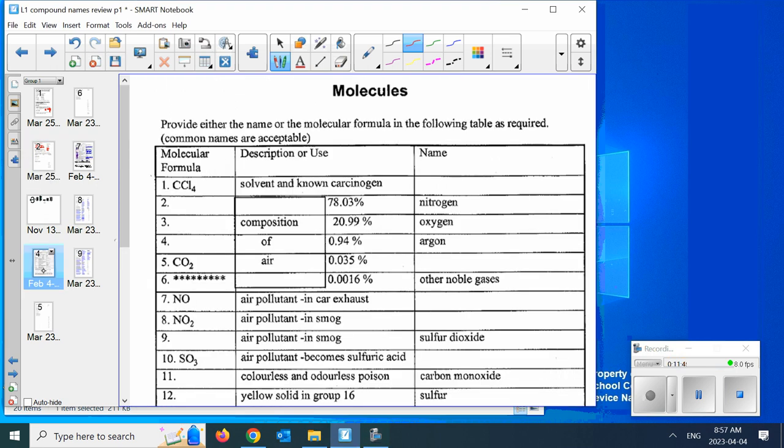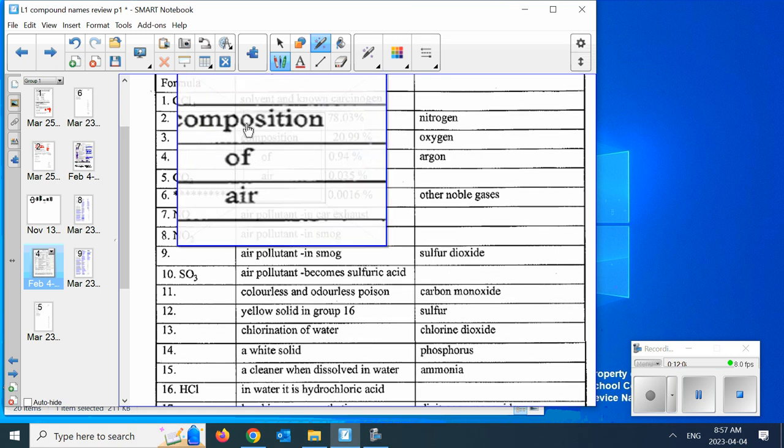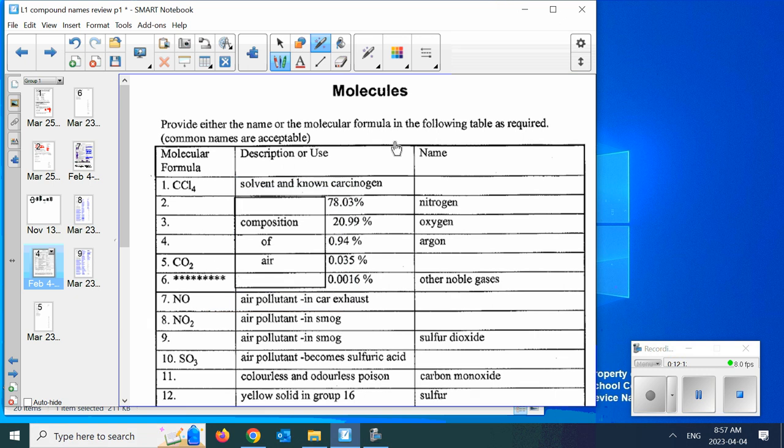I'm going to hand this out to you. It's basically a chart. Maybe you come up with the formula over here, or you come up with the name over here, one or the other. In between, I have some facts like the composition of air. You don't need to do anything with that. I'm just telling you why it's notable.